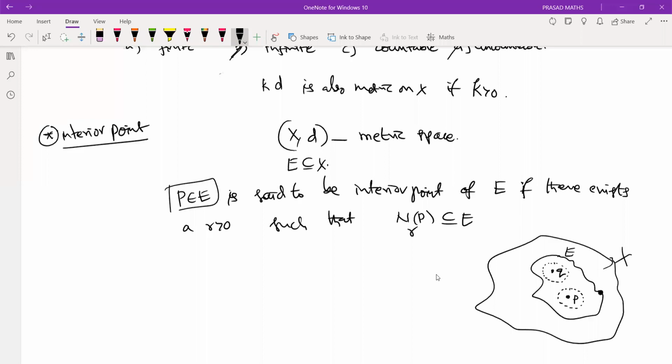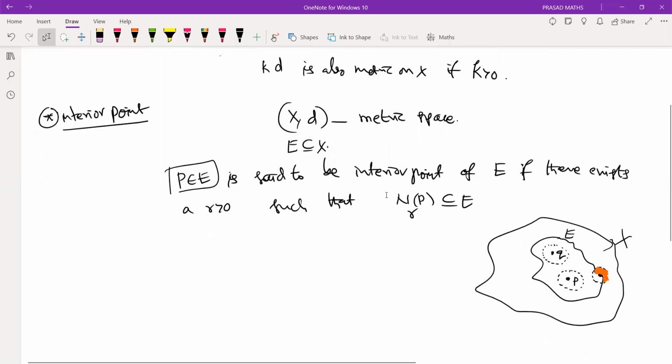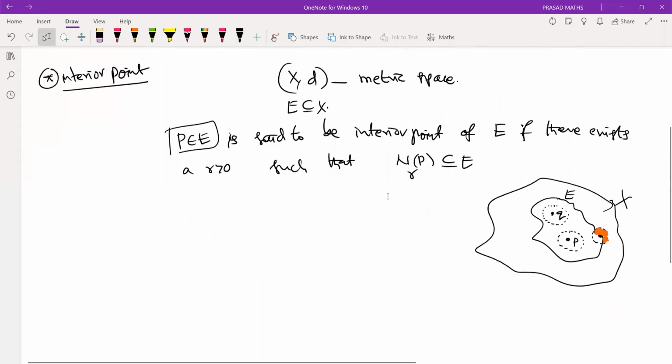It's a point of E. Is it an interior point? No, because I can never provide a neighborhood which is inside. This shaded region is outside of the set. Hence, it's not an interior point. Interior point means you need to provide at least one neighborhood around that point which is contained inside the set.